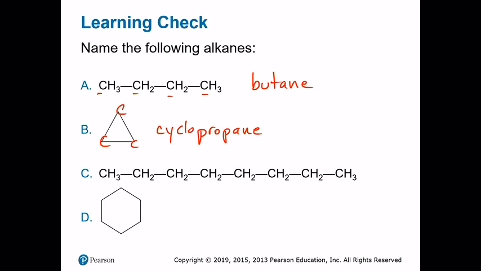For C, we have to count how many carbons there are in this chain. We have 1, 2, 3, 4, 5, 6, 7, 8, and so this is another representation of octane, like we saw in the last slide. This is the condensed structure, whereas the last one was the line angle structure. And then lastly, we have D, which is really just a hexagon. Once you know it's a hexagon, you can probably tell that it has 6 corners or 6 carbons, and so this is cyclohexane.